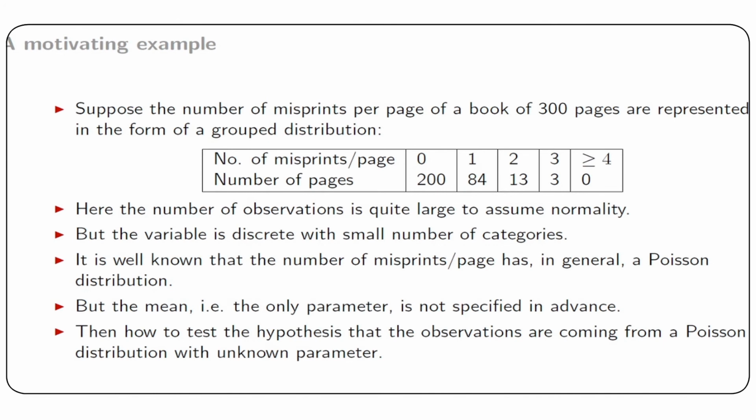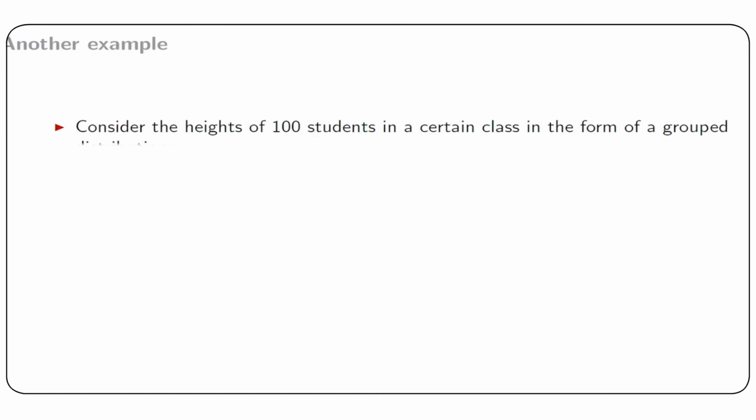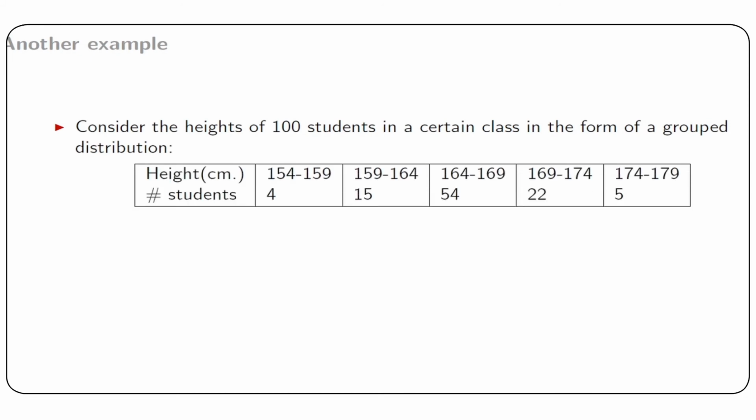So we have in our hand a Poisson distribution with unknown parameter, and we have to check whether the data is adequate to get a Poisson parent. Consider another example. This is about a continuous random variable. Consider the heights of 100 students in a certain class in the form of a group distribution. The heights are given in the form of class intervals starting from 154 to 179. We have 5 class intervals, and the corresponding frequencies, that is the corresponding number of students, are also given.